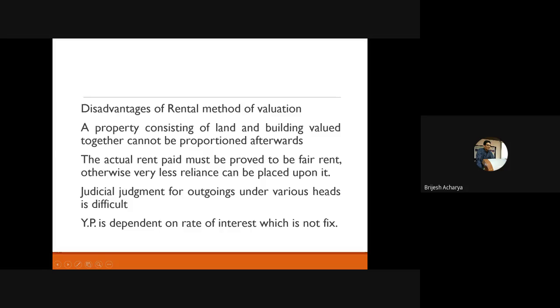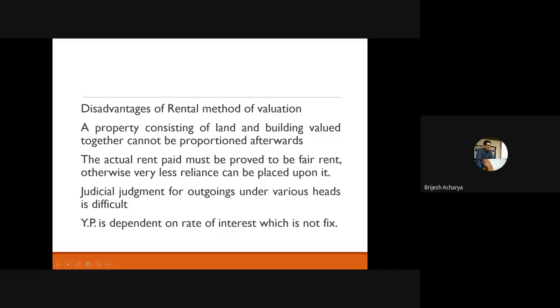Then the actual rent paid must be proved to be fair rent, otherwise very little reliance can be placed upon it. As we have seen, the capitalized value of a property is equal to net rent into years purchase. The net rent is worked out from the rent received from the property. If you show this rent high, the valuation of the property may be high. If you show this rent less than the actual rent, then what will happen? The valuation of the property will be less. Therefore, the fair rent is one of the important components of the rental method of valuation.